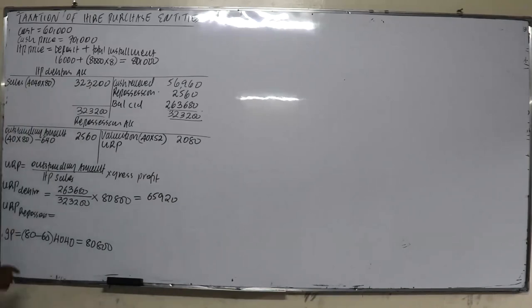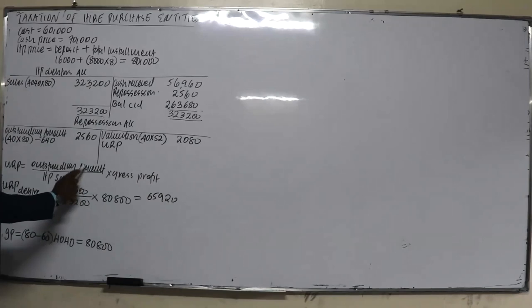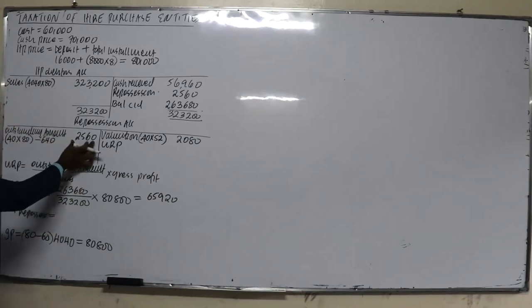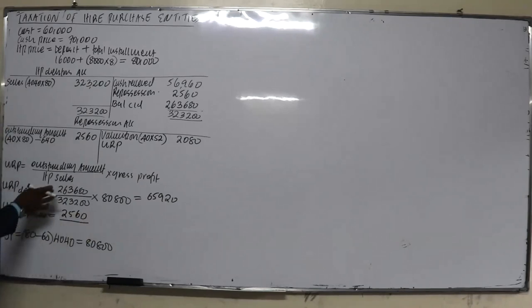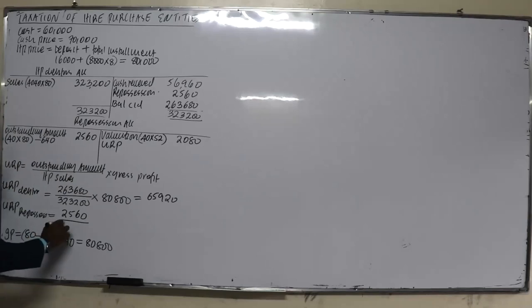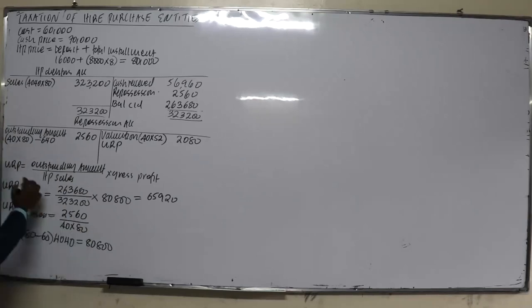On repossession, we do the same. The formula is the same. You take the outstanding amount. So on repossession, this was the outstanding amount, 2560. You divide by the hire purchase sales. How much was the sales? This was the sales. You had sold 40 units each at 18. So get the hire purchases on the repossessed goods. Then you multiply by the gross profit.